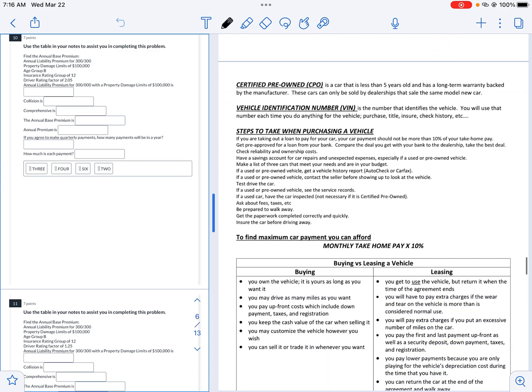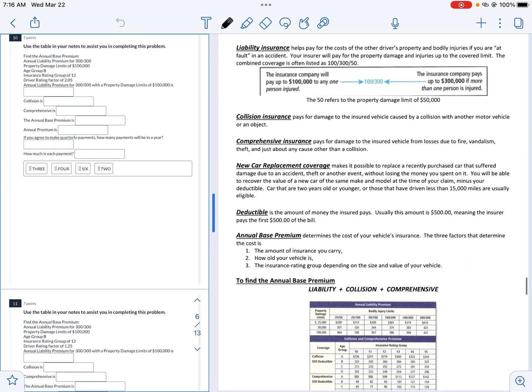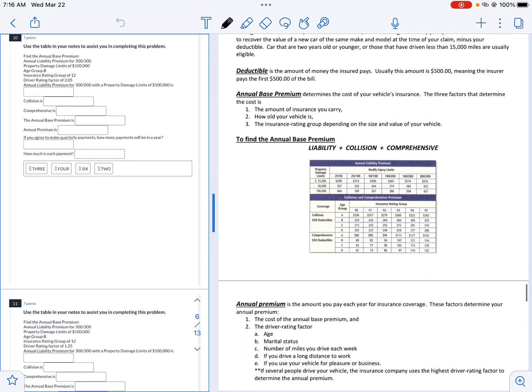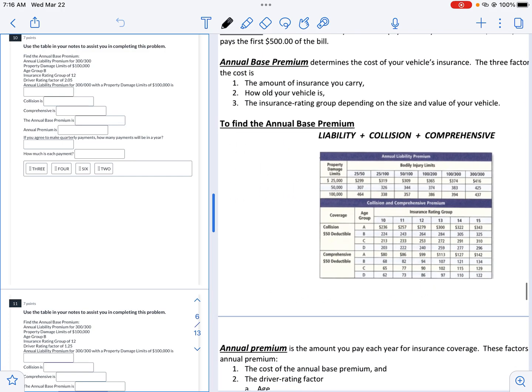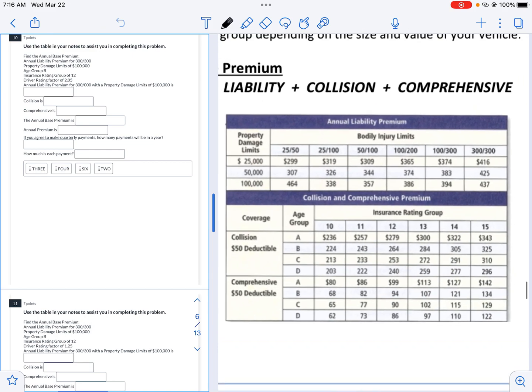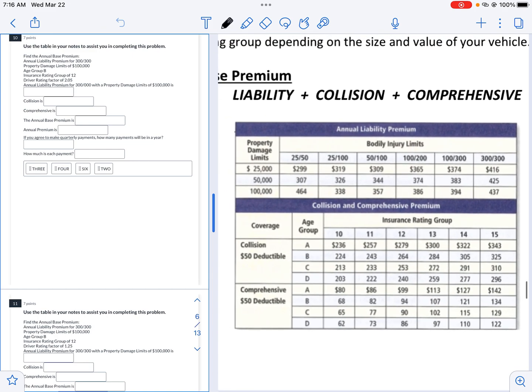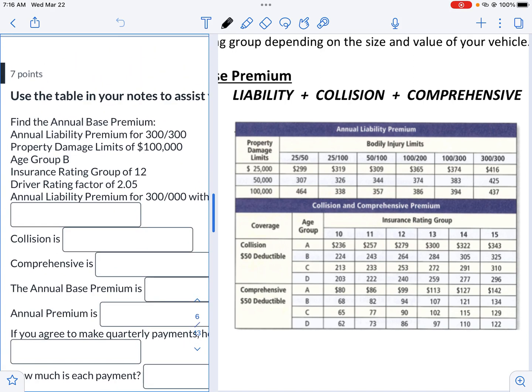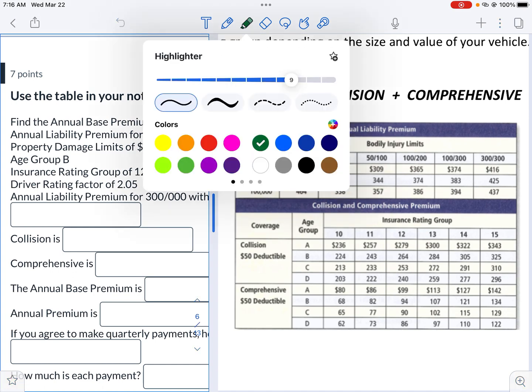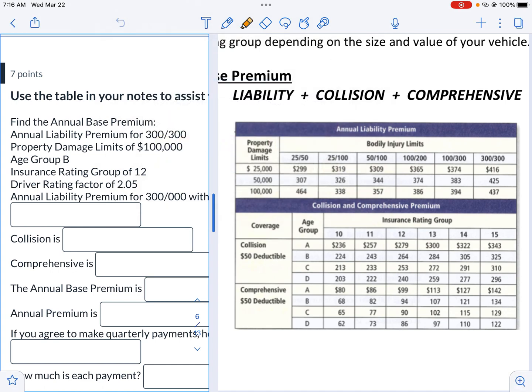The very first thing says liability insurance. But what you want is this table right here, to find the annual base premium. So we want this table, all right? If we look at our question, it says that we have an annual liability premium of 300, and the property damage limit is 100,000.